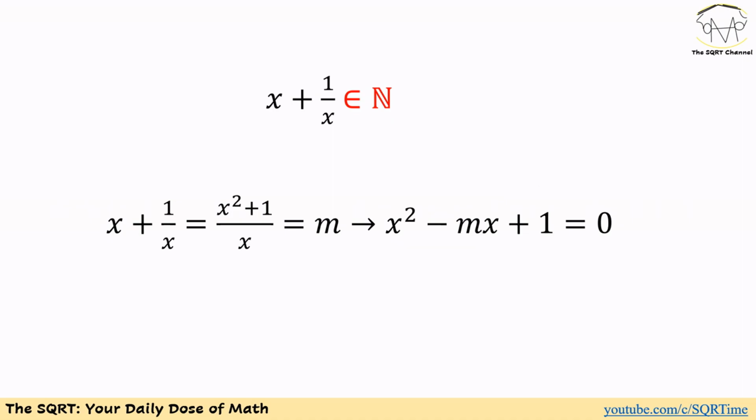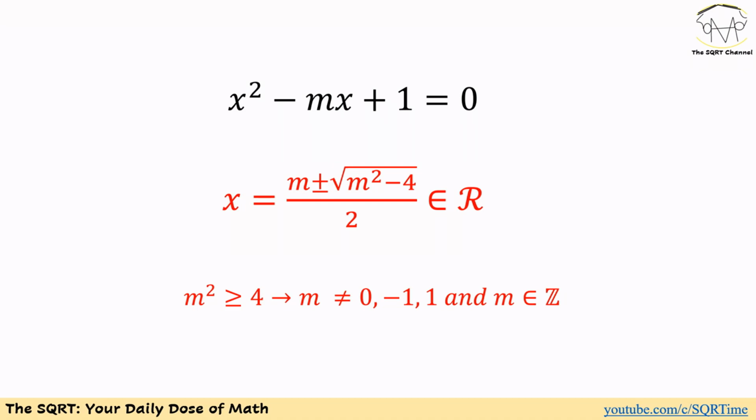So our problem is reduced to finding what happens if x plus 1 over x is an integer. x plus 1 over x can be written as x squared plus 1 over x, and we want this to be an integer. Let's use m for the integer that we are going to have. We can simplify it and write it as x squared minus mx plus 1 is equal to 0. And now we are looking to find the values of m in a way that x will be a real number and m an integer.